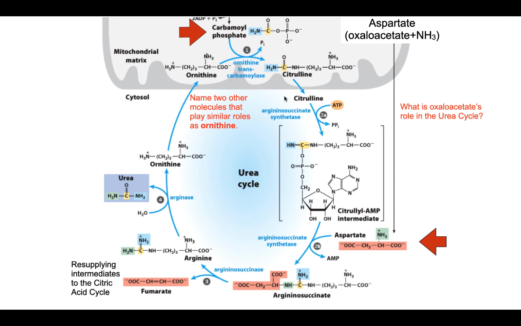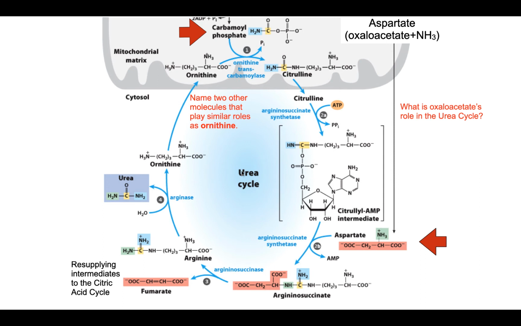2 amino groups and a carbon go in, and 2 amino groups and a carbon go out. The aspartate that went in comes out as fumarate and goes right back into the mitochondria to replace that oxaloacetate that was used to hold the amino group. Okay? And then urea is excreted in your urine.